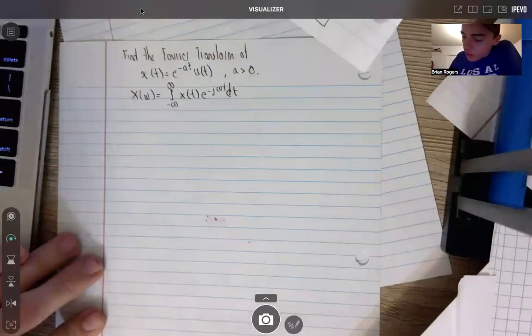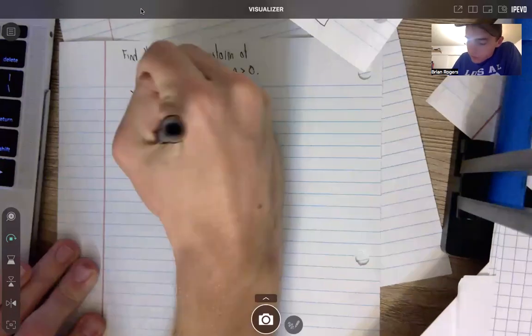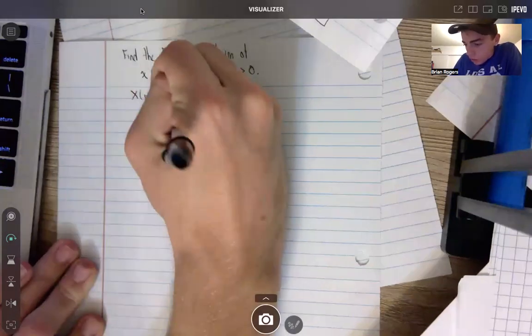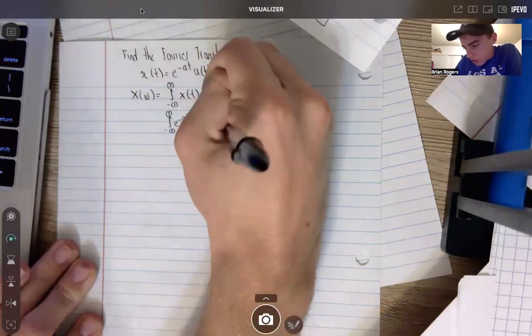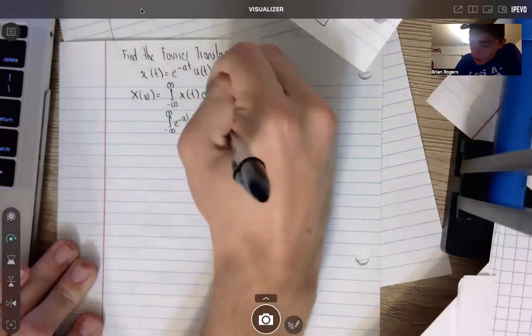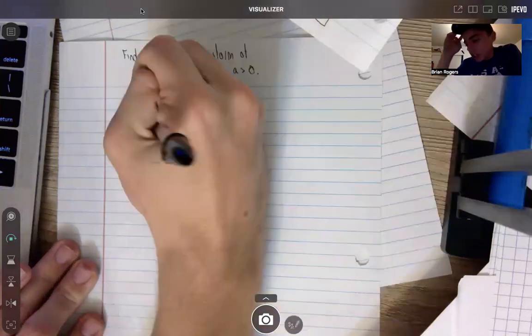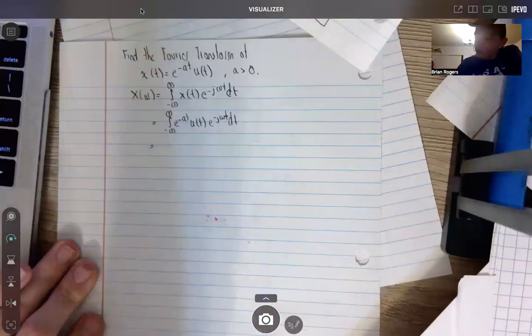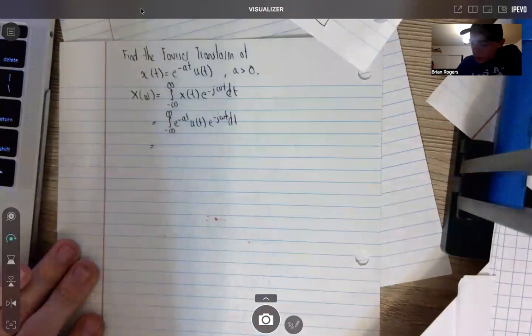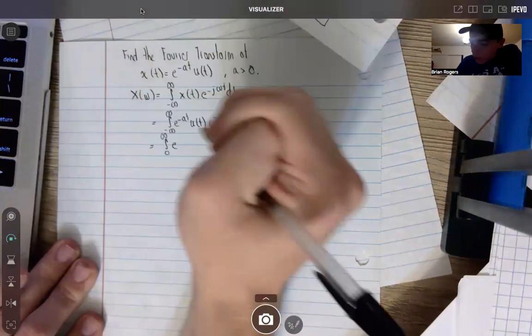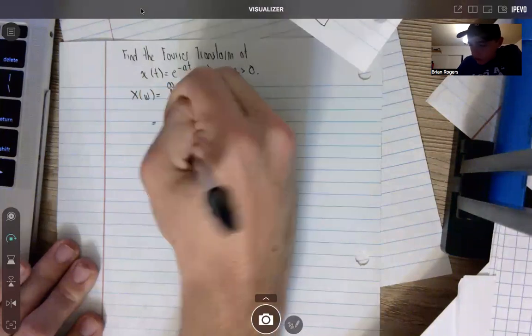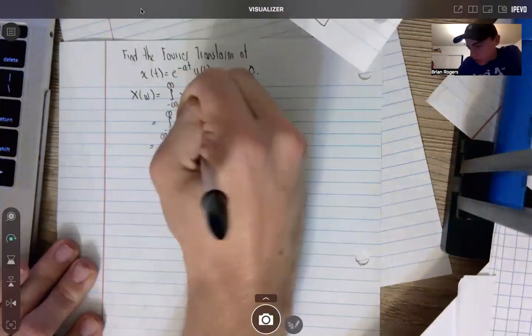So we're just using that equation to find the Fourier transform. Here's our x of t, so let's just plug it in. E to the negative at u of t e to the negative j omega t dt. And the u of t will cause the lower bound to be 0. The e to the minus, and then it's a plus j omega, and then t dt.